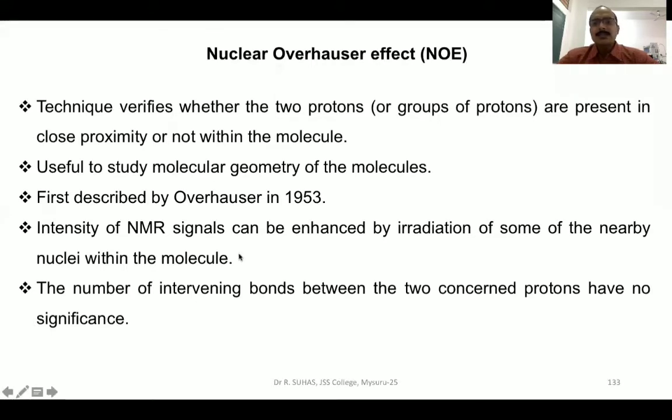In this effect, you can enhance the signals by double irradiation. The same double irradiation you studied in the simplification of complex spectra is the technique we are going to use here. Say for example, there are two groups of protons. For one group of protons, I do double irradiation. Once I do that, the signal of the other proton will be enhanced. Whenever there is this enhancement in the signal, we can say that the two protons are nearby each other. Whatever the number of intervening bonds between the two groups of protons, it is immaterial here.